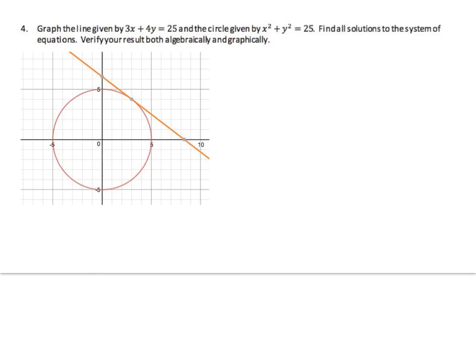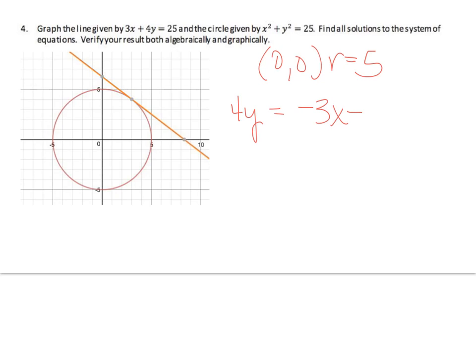Number 4, graph the line given by 3x plus 4y equals 25 and the circle given by x squared plus y squared equals 25. So we're at 0, 0 with a radius of 5. Find all solutions to the system of equations. Verify your result both algebraically and graphically. Okay, so let's go ahead and solve this equation for, it doesn't matter, they're both going to be messy. Let's just do y.